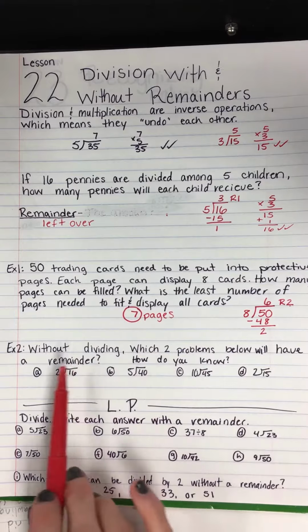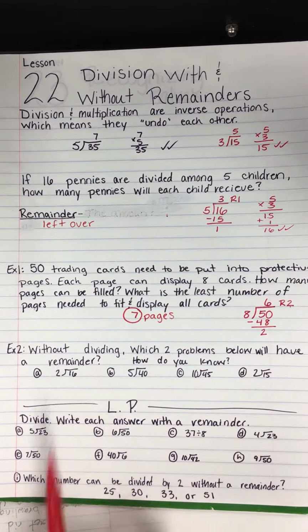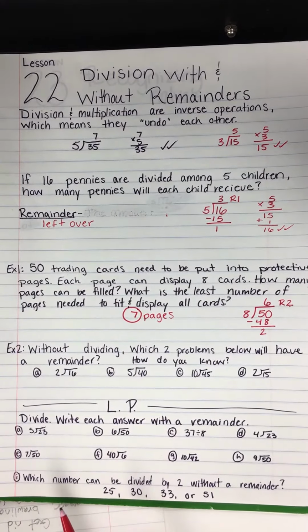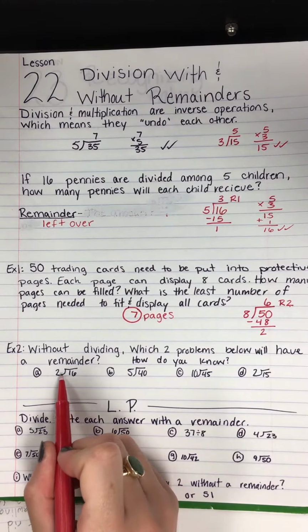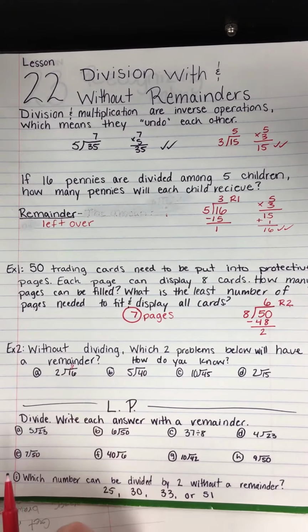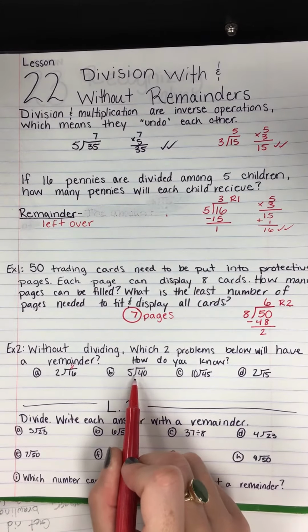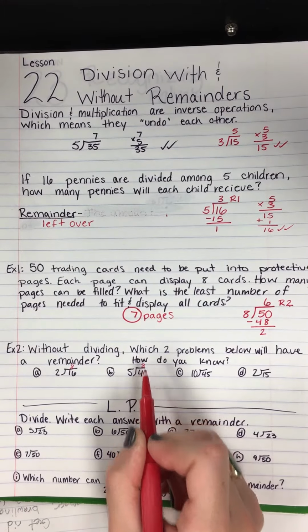All right, and example 2. Without dividing, which 2 problems below will have a remainder? And how do you know? So please fill that out. Well, we can see that this one would not have a remainder because it's 2 divided by an even number, and we know that 2 can go into 16 8 times. We know that this one will not have a remainder because 5 can go into 40 evenly 8 times.